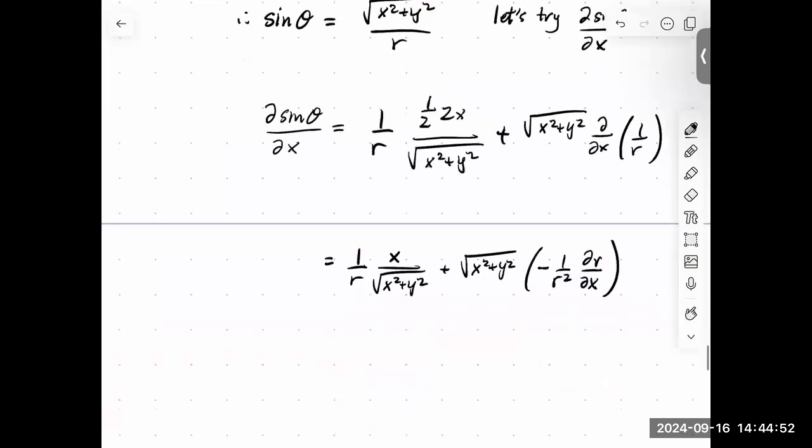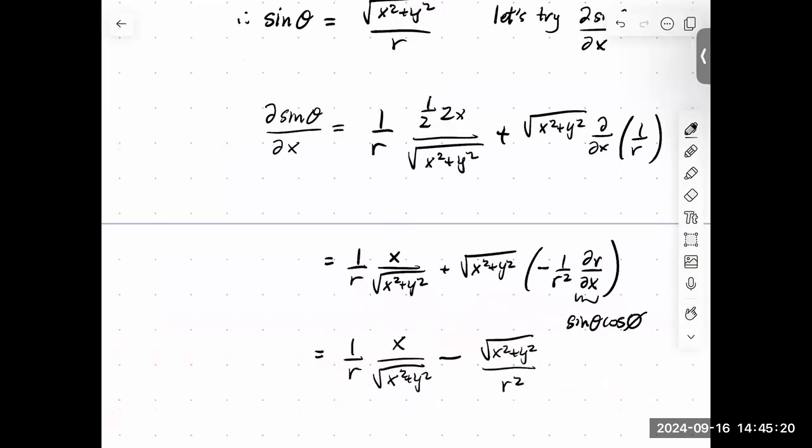So we know already that this is sine theta cos phi. Okay. What else could we do? Let's see, this is 1/r x over the square root of x squared plus y squared minus x squared plus y squared over r squared sine theta cos phi. And so you can see it's already looking pretty nasty. Okay. So what could we do next?